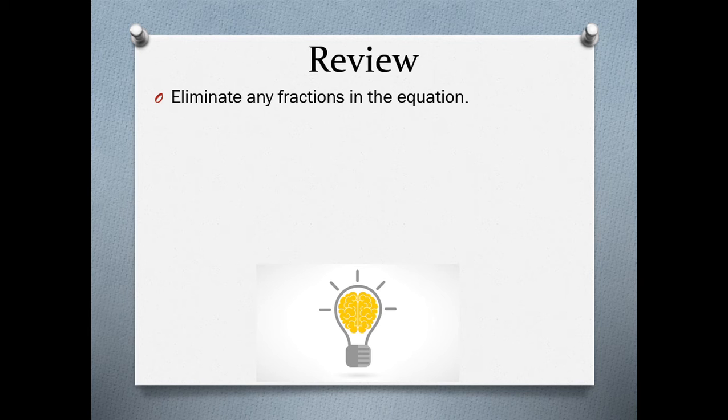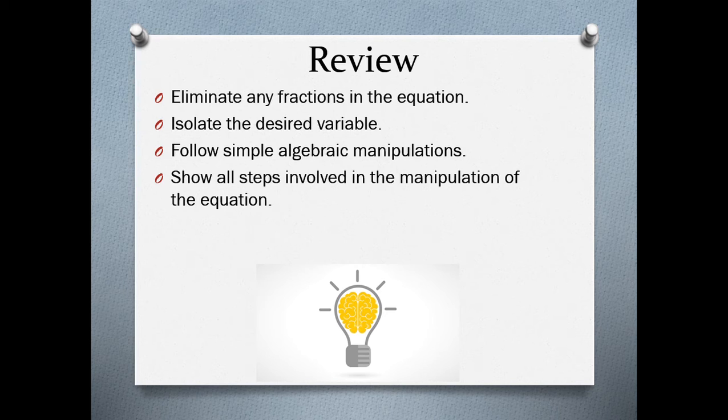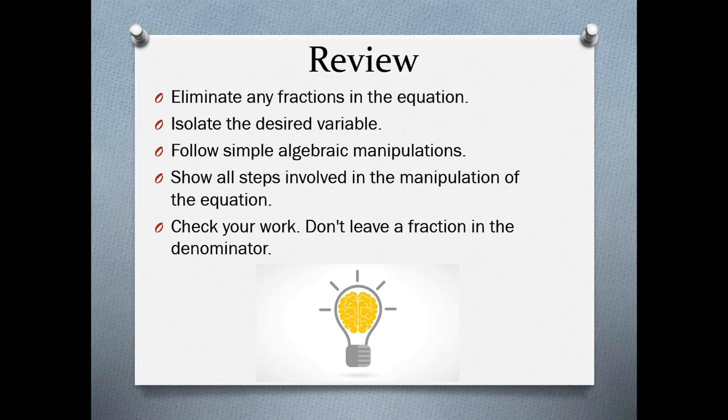So here we have a small review of what is suggested for this kind of rearrangement. We have to eliminate any fractions in the equation. We have to isolate the desired variable, follow simple algebraic manipulations, and show all steps involved in the manipulation of the equation. This is very important because I think I mentioned it last time, but there are very smart students, just like all of you, that try to do everything as quickly as they can, and they don't really write down all of the steps that they have taken when rearranging or isolating the variable. So that leads them to make some mistakes. So it's better if you specify each one of the steps that you have done in order to find the solution for the problem. And of course, lastly, check your work and don't leave a fraction in the denominator.